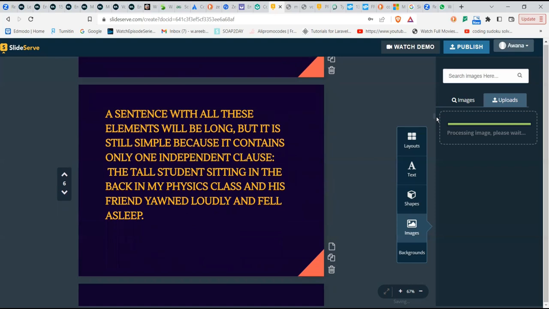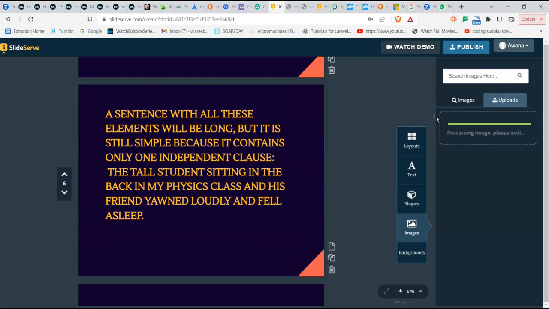A sentence with all these elements will be long, but it is still simple because it contains only one independent clause. The thing that I just told you is repeated over here: a sentence that has both a compound subject and a compound verb will be long. Obviously it will get long, but it will be a simple sentence. Why? Because it will only have one independent clause.